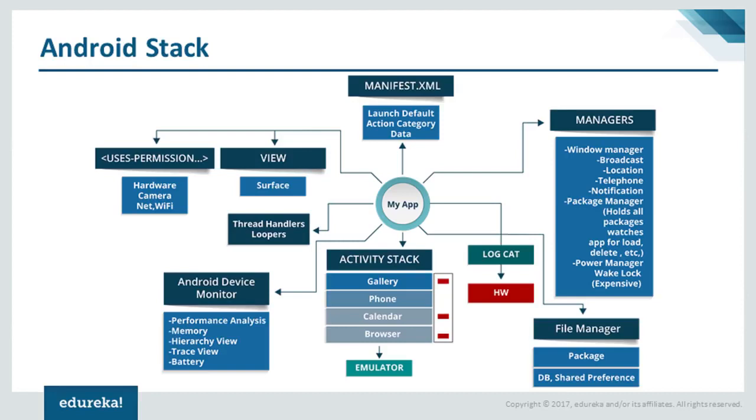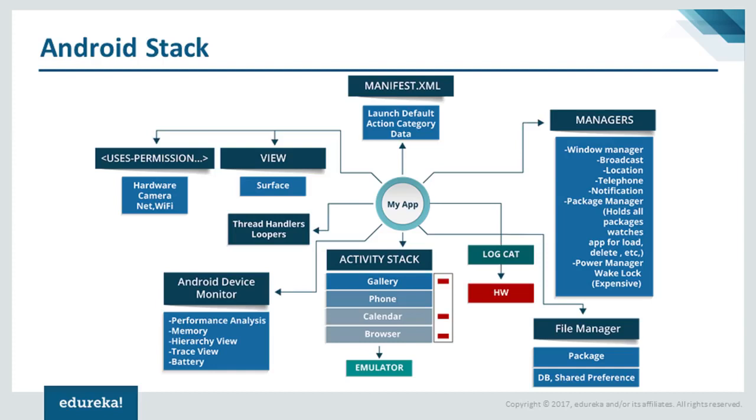Now, whatever application is running on your phone is what stays on top of the activity. In the activity stack, you can see the gallery is on top of the activity stack. That means your gallery application is running on your phone as of now.